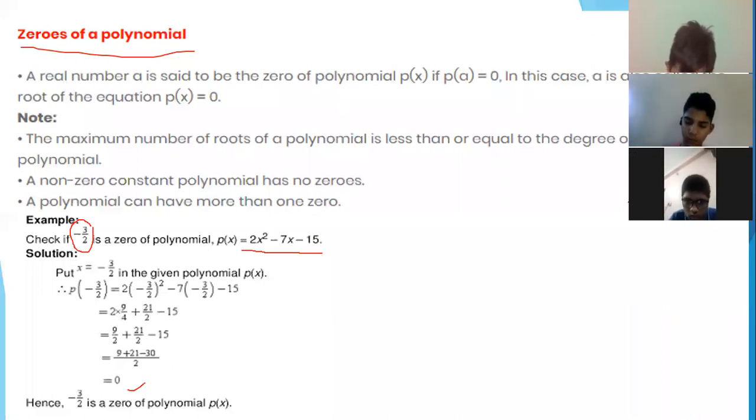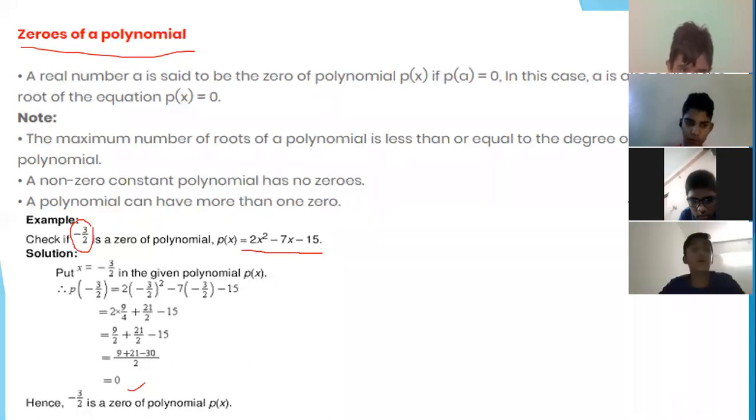So 2(-3/2)² - 7(-3/2) - 15. So we get 0, sir. Yes. This is 0. You get 0, very good. We will do like that because zeros of the polynomial: if you substitute, you will get answer 0. If you did not get answer 0, it's not a zero of the polynomial.